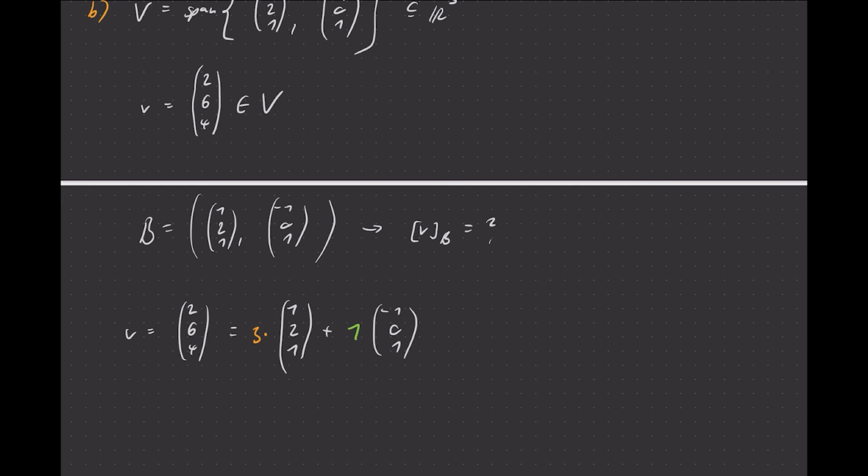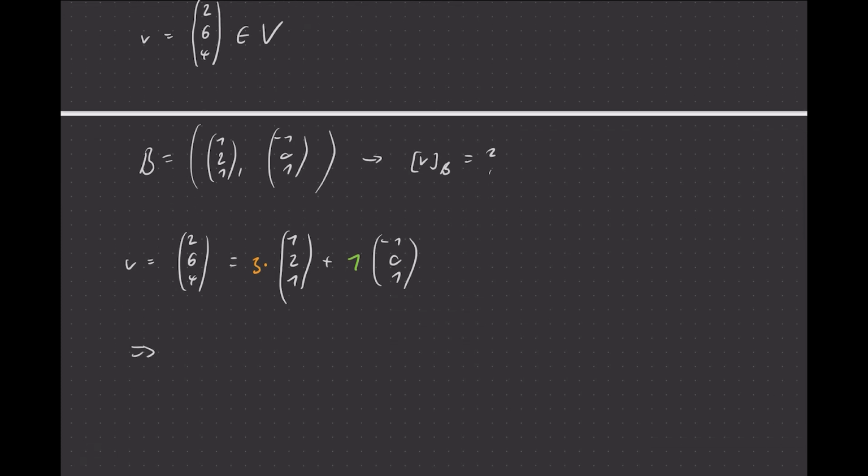And of course, we have to check whether that also works for the third row. So here we have 3 plus 1, that's 4. And indeed, 4 is correct. So that confirms that V is indeed a linear combination of those two vectors. That confirms that V is indeed contained in capital V. So the coordinates of V with respect to B are then 3 and 1. And now you'll see that this coordinate vector is indeed contained in R2.